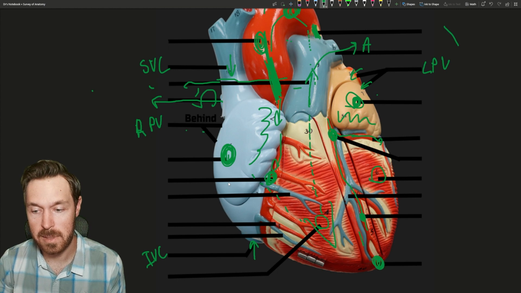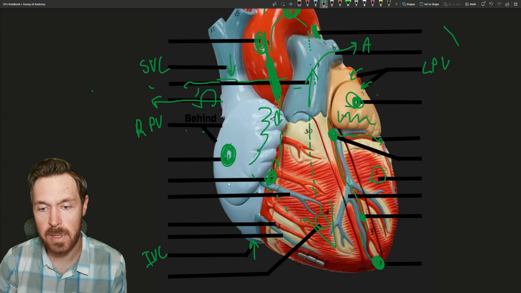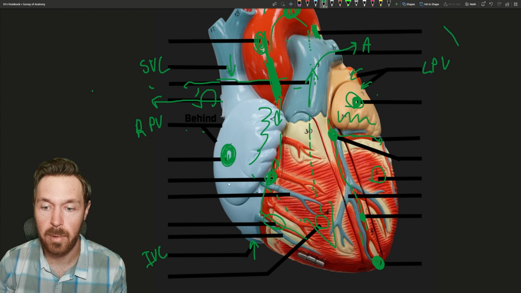Down here, I just forgot to label, this is the tip or the apex of the heart. Then down here, the right coronary artery has these branches. These are called the right marginal arteries. And there are some arteries on the back, but these are just the ones we're labeling on this one here.